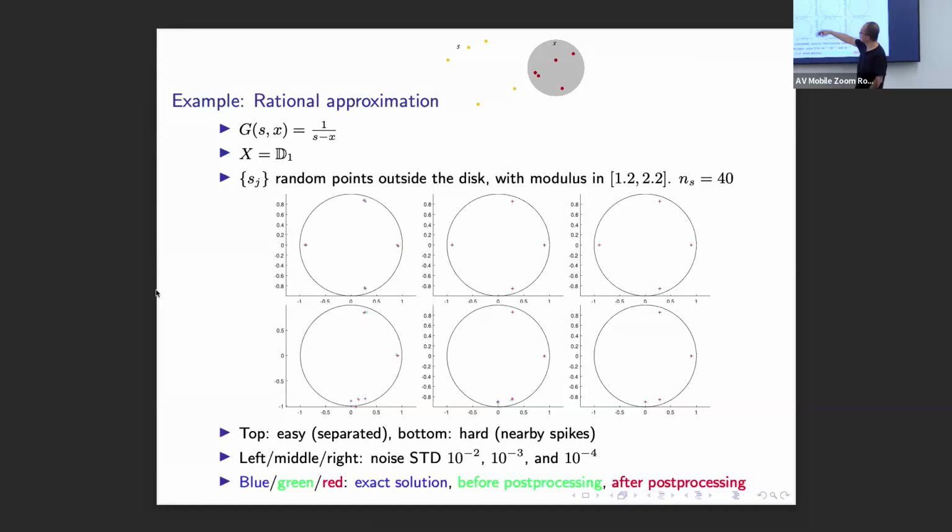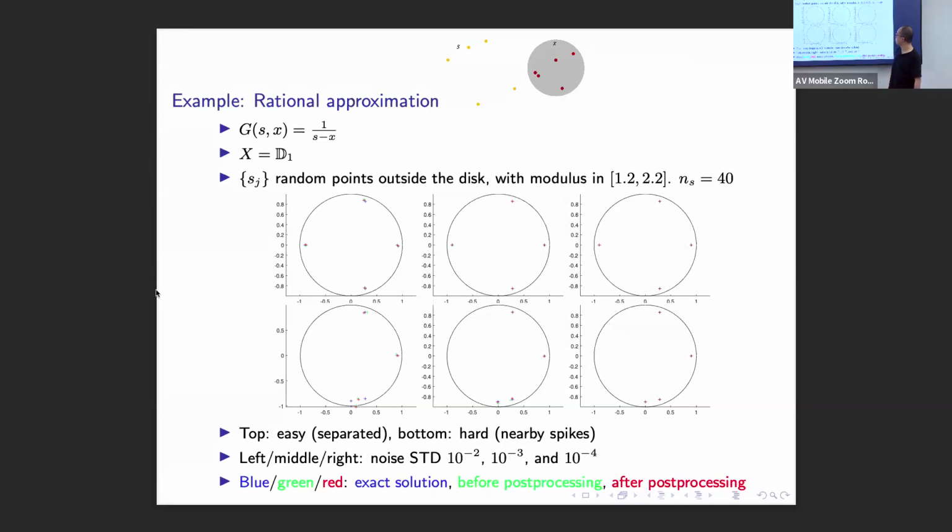I have 2 rows. The first row is a simple case where you have the 4 spikes well separated from each other. For those of you who work on structured, even sparse recovery problems, you know that when you have things well separated, it's a good case. When you have things really close to each other, that's actually a bad case, right? In the second example, it's a little bit harder. You see that these 2 spikes get quite close to each other. So this is the easy case, and the hard case.